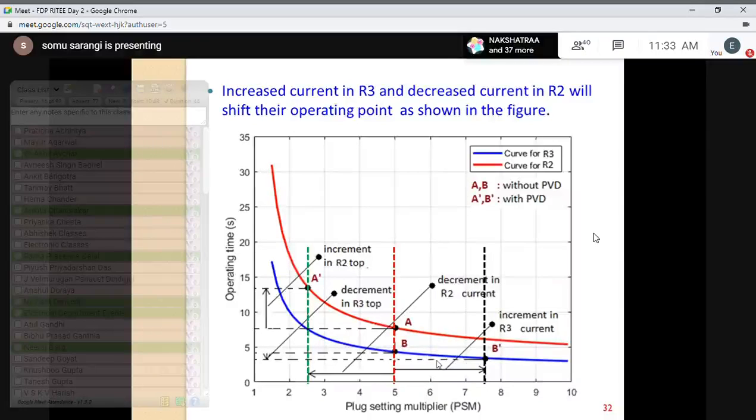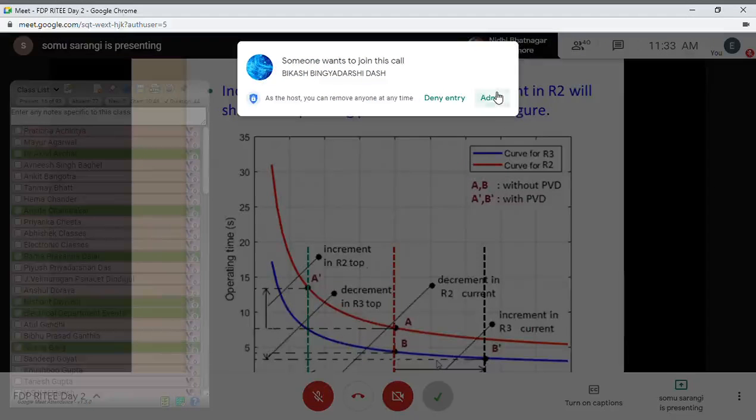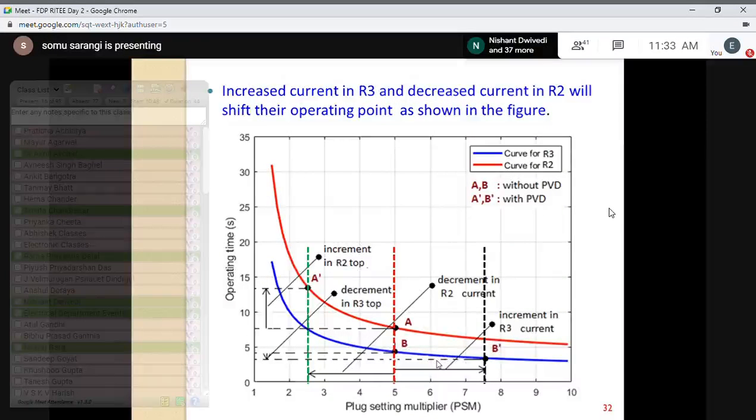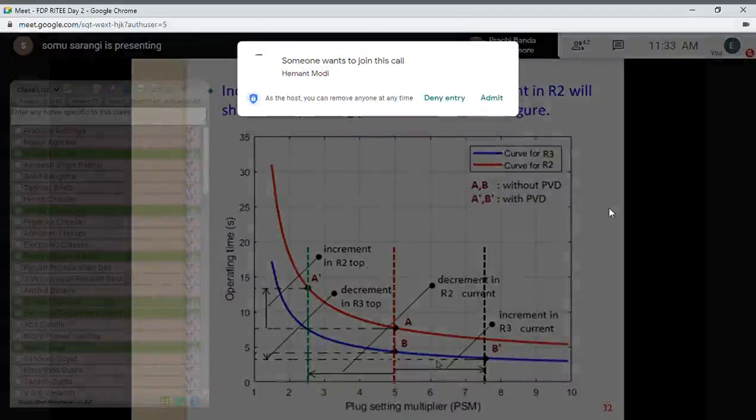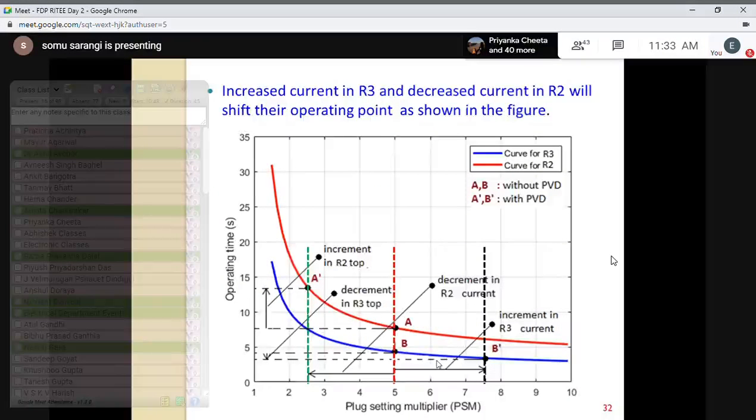Now consider a case where R3 is not operating, then the backup will operate, which is nothing but provided by R2, but it is operating with a time delay. So if it is operating with the time delay, we are deliberately allowing the fault, which is not desired. So that is the maloperation of the system with inclusion of PD in our system. I hope it is clear.